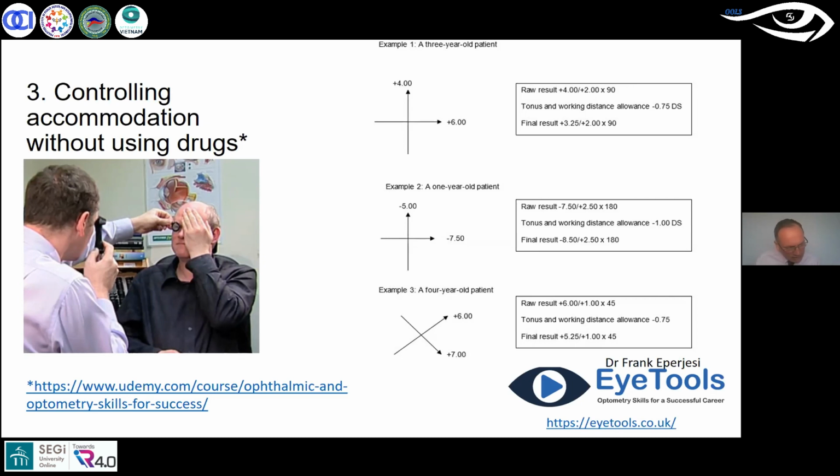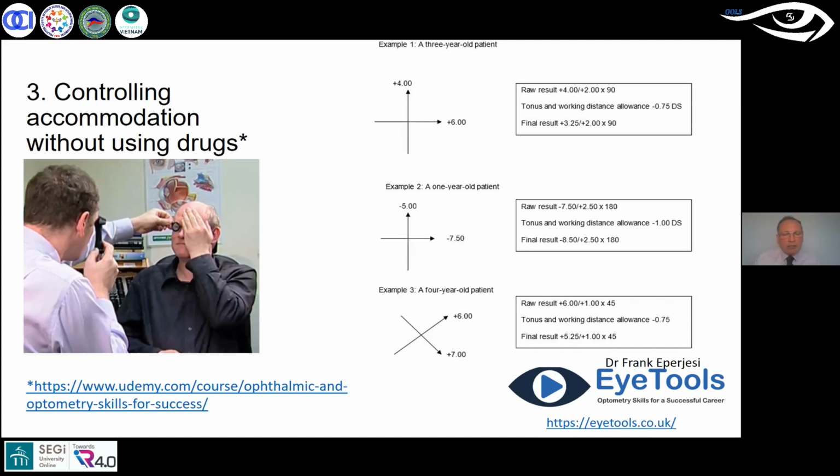So this is the alternative to using drugs. And again, if you need to examine the refractive error of a child on a regular basis, maybe every month or every couple of months, it's going to be quite tough to be getting drops into that child to carry out the cycloplegic refraction. So you may want to do one examination using cyclopentolate and then subsequent examinations using this technique.